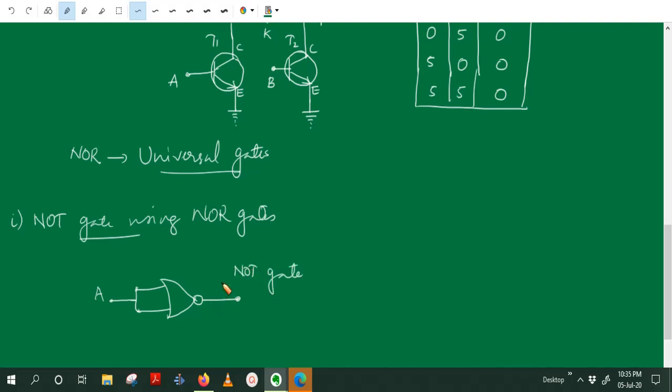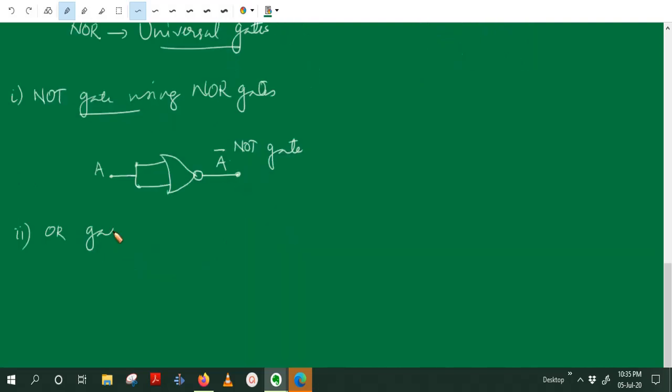So here in the output we get a complement. We can verify using a truth table. Next is the OR gate using NOR gates. We can construct an OR gate using different NOR gates.